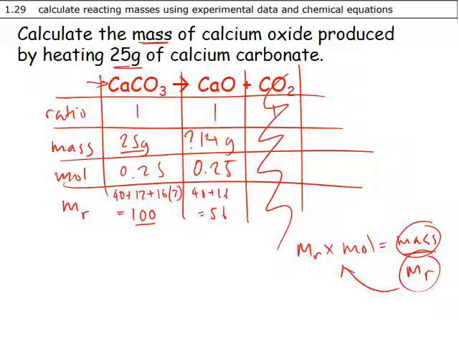25 grams of calcium carbonate react to form 14 grams of calcium oxide. Therefore, if you minus these two, you're actually going to get 9 grams of carbon dioxide. Sorry, 11 grams. 11 grams of carbon dioxide, and that will be the same even if you worked it out the other way.